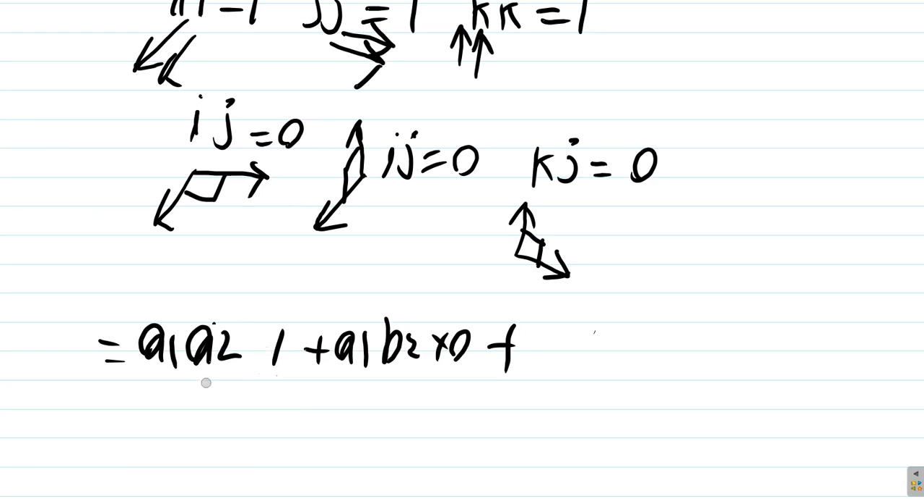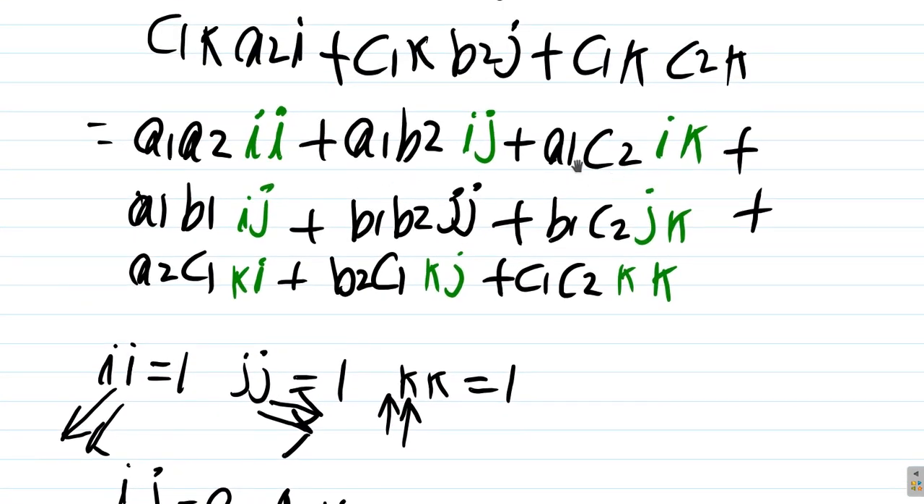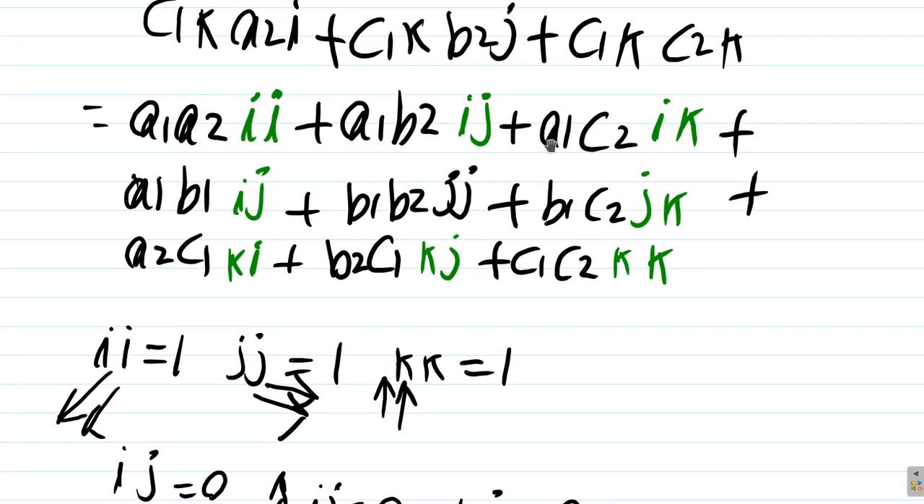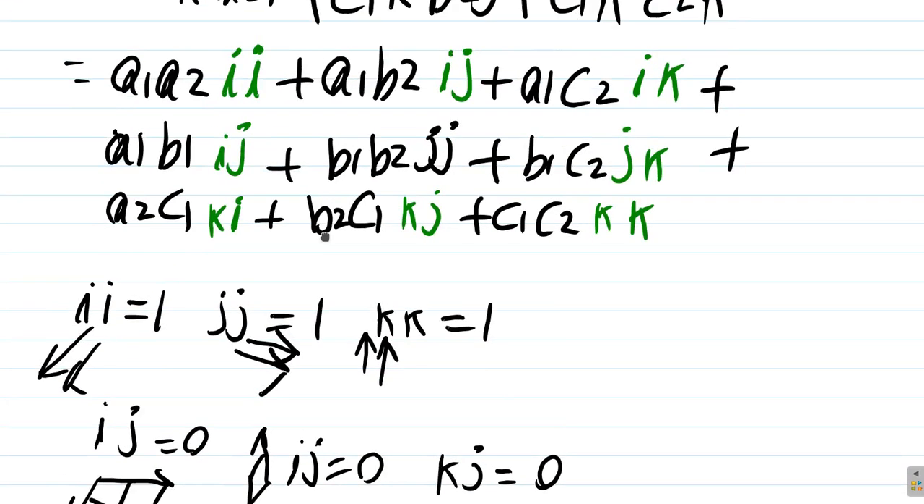We already have a lot of writing on the screen. Don't want to be too overcrowded. So this is 1, this is 0. Let's just write the 0 and the 1 and leave out the multiplication sign. Plus A1C2 is going to be IK is 0, so that's 0. So A1 C2 0 plus, what happened down here now?